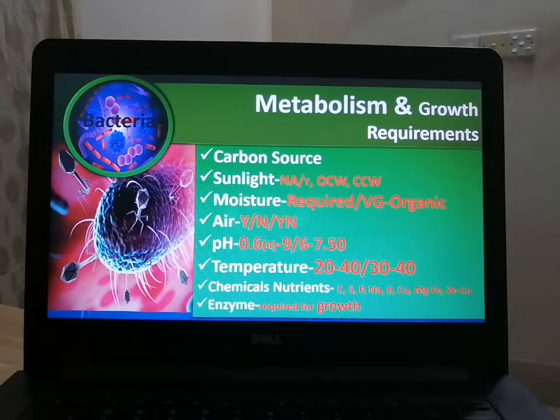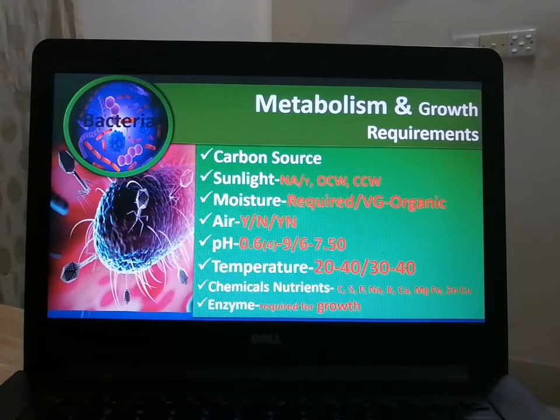Sunlight, as we discussed yesterday, is not mandatory for bacteria. Sometimes bacteria can grow in sunlight, and sometimes they can grow without sunlight. That is why bacteria can grow in open cooling systems as well as closed cooling systems, as well as underground systems, and many other areas.